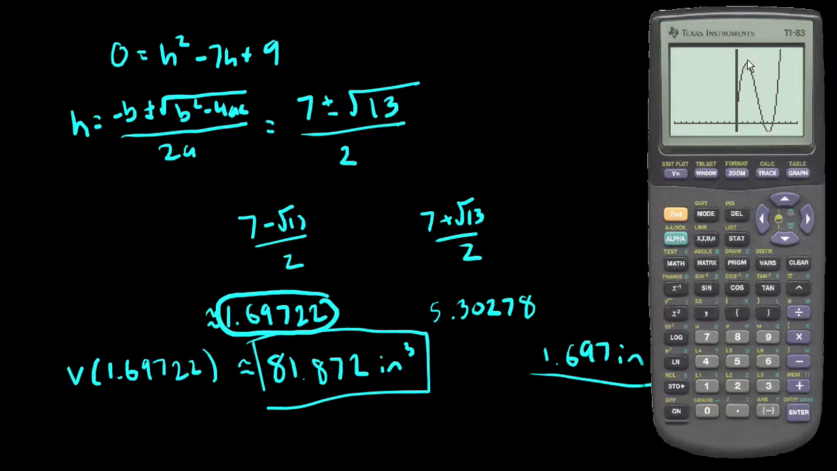And let's just double check and see where that maximum is. It had better be these, or else I messed up somewhere. I don't really want to go back and change it. So maximum, I'm on the curve that I want. I'm going to get close to my maximum, but be on the left of it. I'm going to get close to my maximum, but be on the right of it. So I'm to the right of the maximum. And I'm going to get as close as I can to the maximum. Press enter. And I get 1.697 and 81.872.